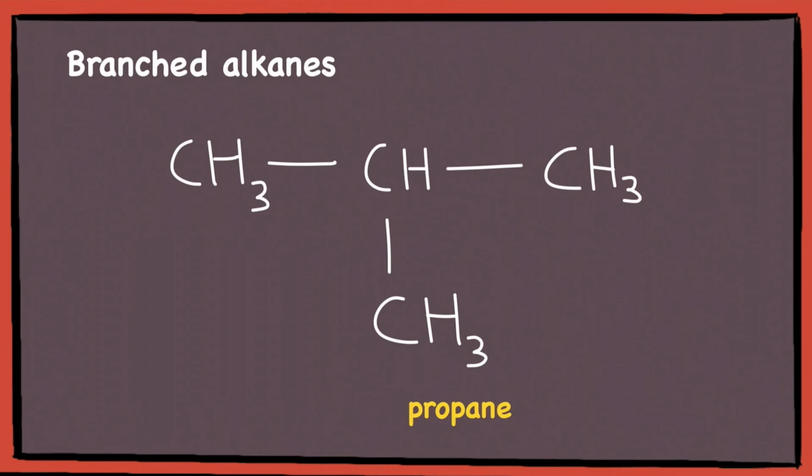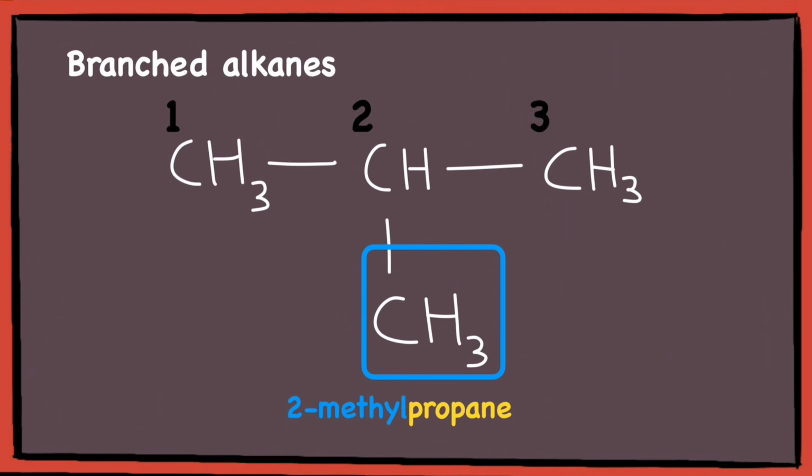Step 3, let's locate the side group and number it according to its position on the parent chain. To do that, we can number the carbon atoms on the parent chain. So we label 1, 2, and 3. Since the side group is at carbon position number 2 of the parent chain, and it only has one carbon atom present, the prefix will be named as 2-methyl.